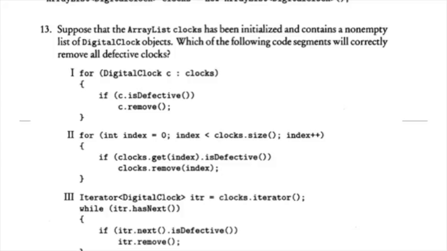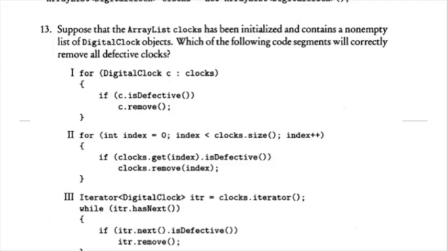Let's check the correctness of the second implementation. It starts with a very basic for loop with an integer index starting from 0, and it scans through all the elements bounded by the size of clocks. That means it uses the index to scan through all the DigitalClock objects in this ArrayList clocks, and each time it increases the index by 1.